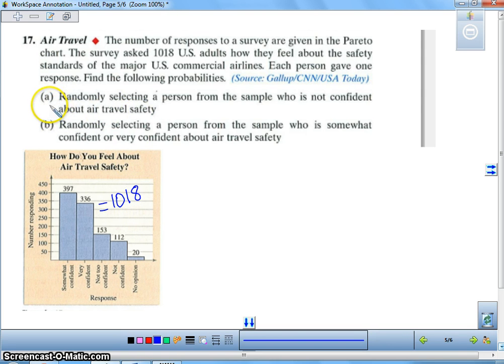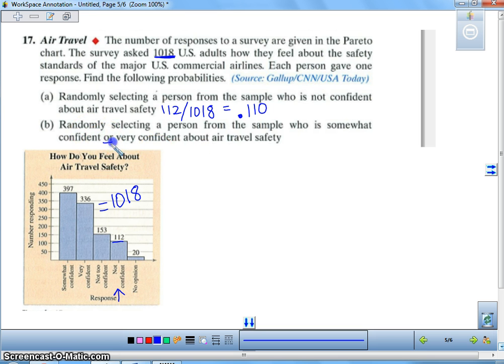Question A says, and actually you didn't have to add, it's given to you in the question that's how many people they asked, so you did not have to add those. If you do add those, you'll get the same answer. Randomly selecting a person from the sample who is not confident, that's this group of people, so that's 112 people, and you simply have to divide 112 by the total. It's just like finding relative frequency back several weeks ago, and this answer is 0.110.